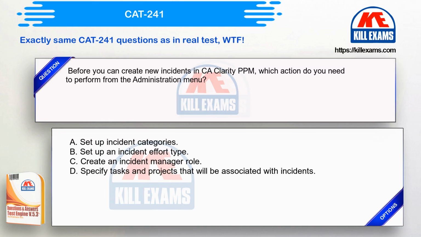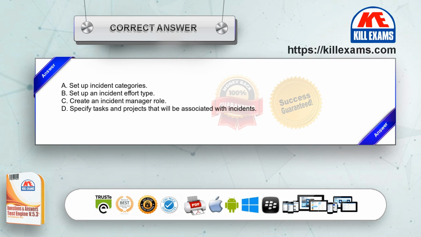Before you can create new incidents in CA Clarity PPM, which action do you need to perform from the administration menu? Option A. Set up incident categories. Option B. Set up an incident effort type. Option C. Create an incident manager role. Option D. Specify tasks and projects that will be associated with incidents. The correct answer is option A.